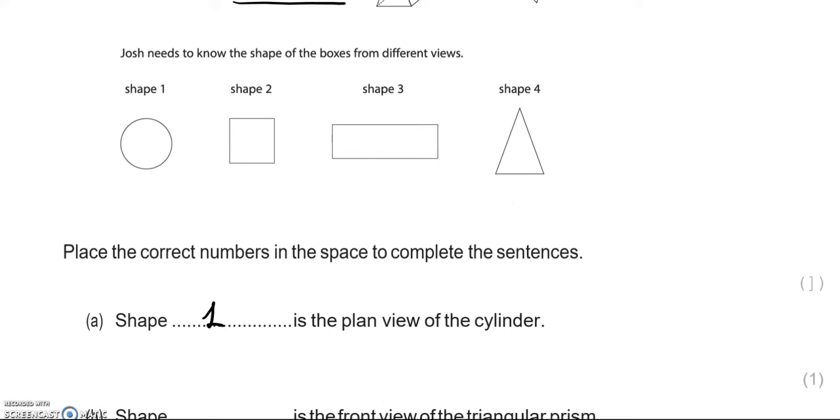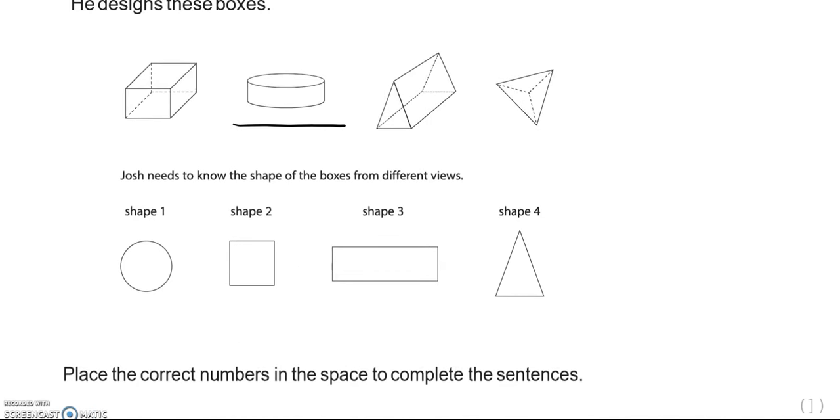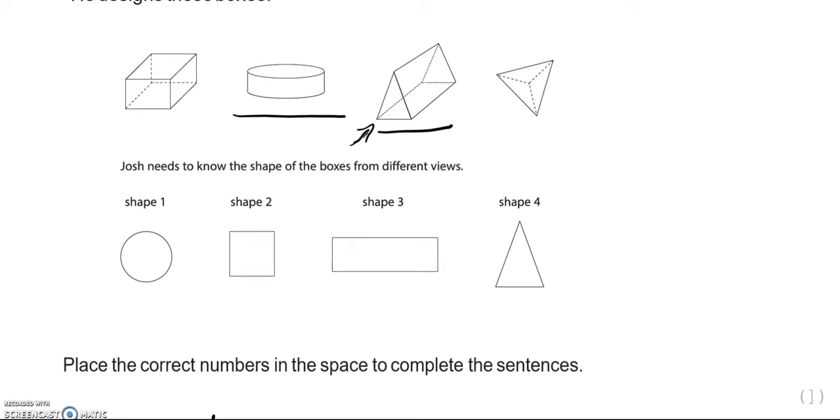Which shape is the front view of the triangular prism? Triangular prism, so that's this one. If you look at it from the front, what are you going to see? You're going to see a triangle. So that is shape 4.